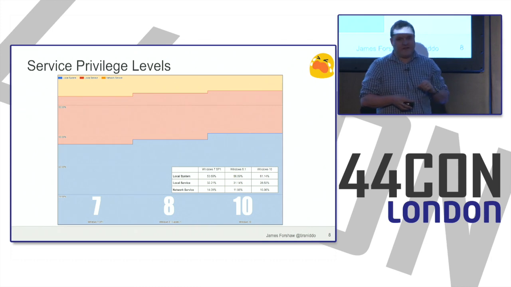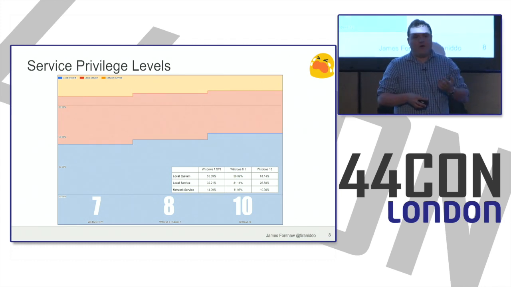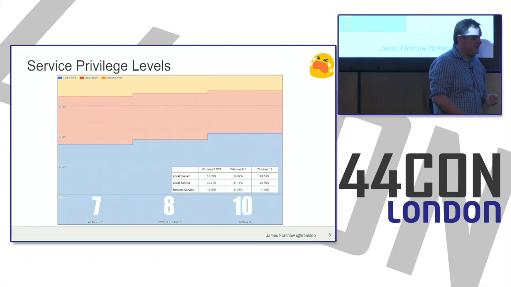Hopefully you can see that there seems to be an upward trend in local system services as a percentage of the total number of services between 7, 8, and 10. And of course, this is not just a higher percentage of local system services. You have to remember that there are more services. So as an absolute measure, there are considerably more services running as local system than there were on 7.